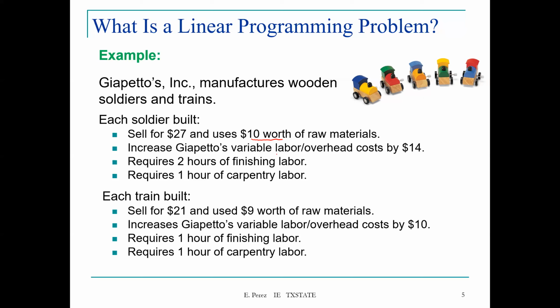Then we also have some information about how much it costs to produce. So the labor is $14 per soldier. And we know that it requires 2 hours of finishing labor and 1 hour of carpentry labor. And then each train built sells for $21. They use $9 worth of raw materials. Producing these trains increases Yapeto's variable labor overhead by $10. And they require 1 hour of finishing labor and 1 hour of carpentry labor.